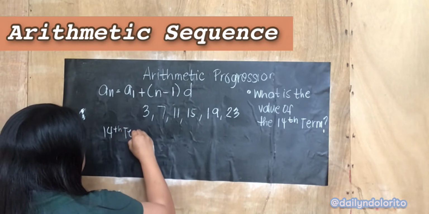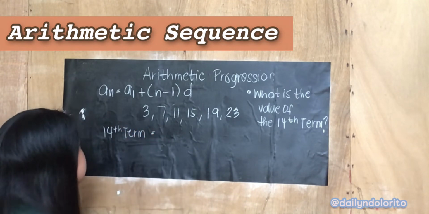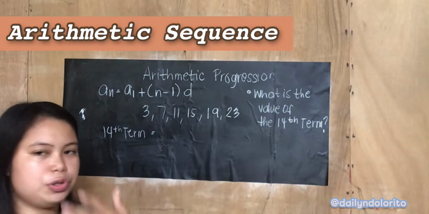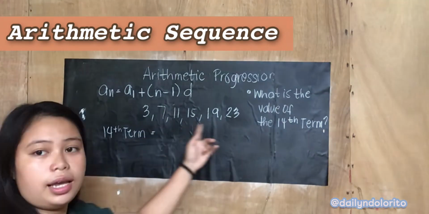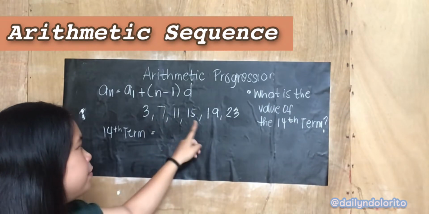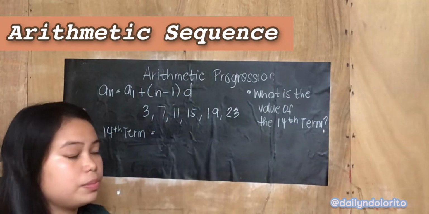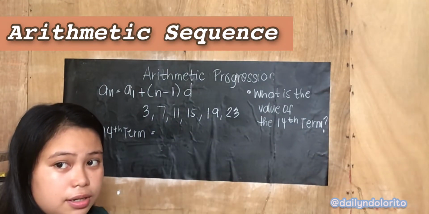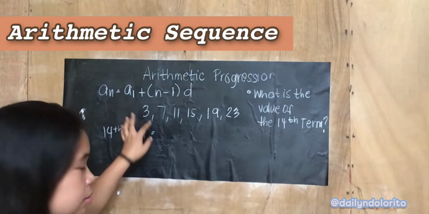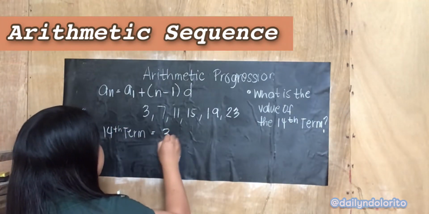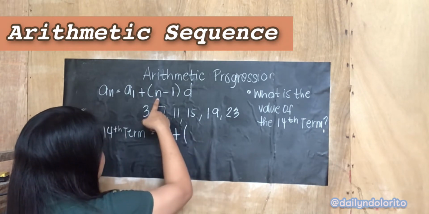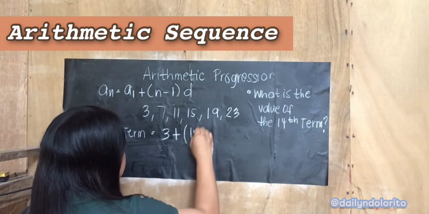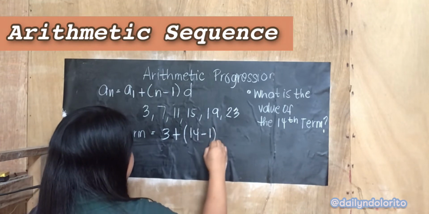So the 14th term is equal to a1, as I have told you earlier. A1 is the first term, and we have the terms 3, 7, 11, 15, and 19. So what is the first term in that series? Obviously it's 3. So we're going to put that, plus open parenthesis, n again, which is 14, minus 1, and d.